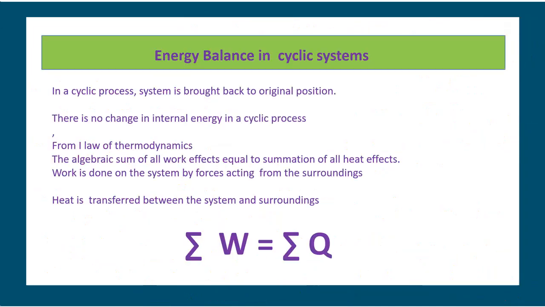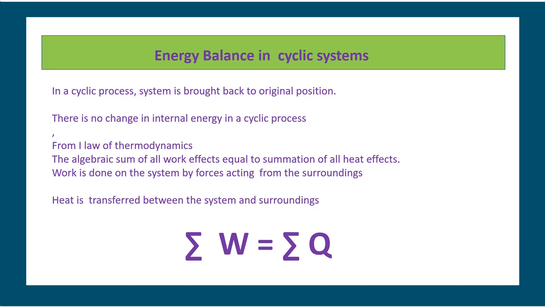Now look at energy balance in cyclic systems. What is a cyclic system? In a cyclic process, the system is brought back to its original state after a series of changes. Even though there may be temporary changes in the state, it is brought back to its original position. The energy exchange between the system and the surroundings occurs through heat and work, since these are the energies in transit. Work is done on the system by forces acting from the surroundings, and heat is transferred between the system and the surroundings during the process.